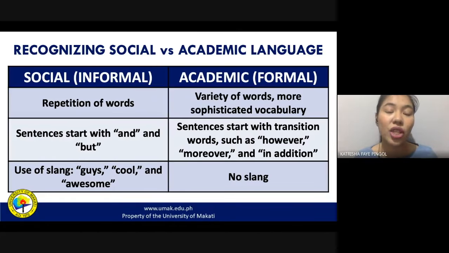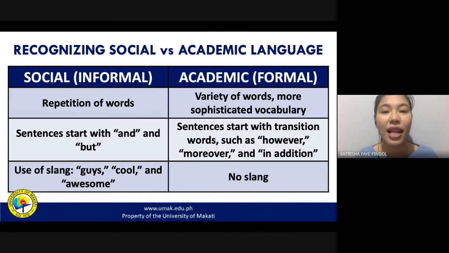In social language, there is a repetition of words. This only means that we are not very particular with the kind of vocabulary we are using. It's okay if we tend to repeat words. For example, you keep on saying beautiful when you try to describe something that is pretty. So instead of using different words that refer to something that is beautiful, you keep on saying beautiful, beautiful, beautiful. Unlike in academic or formal language, you cannot do that because it seems as if you are being redundant with your descriptions, with your use of adjectives, and so on and so forth.